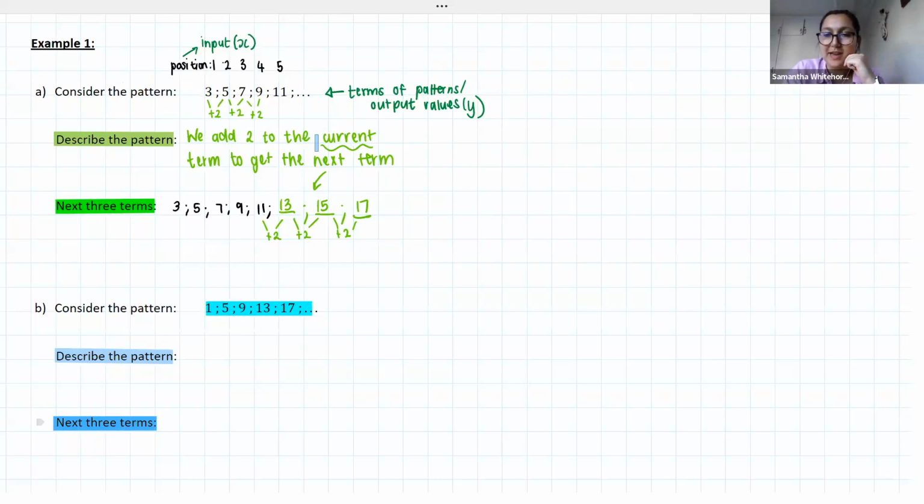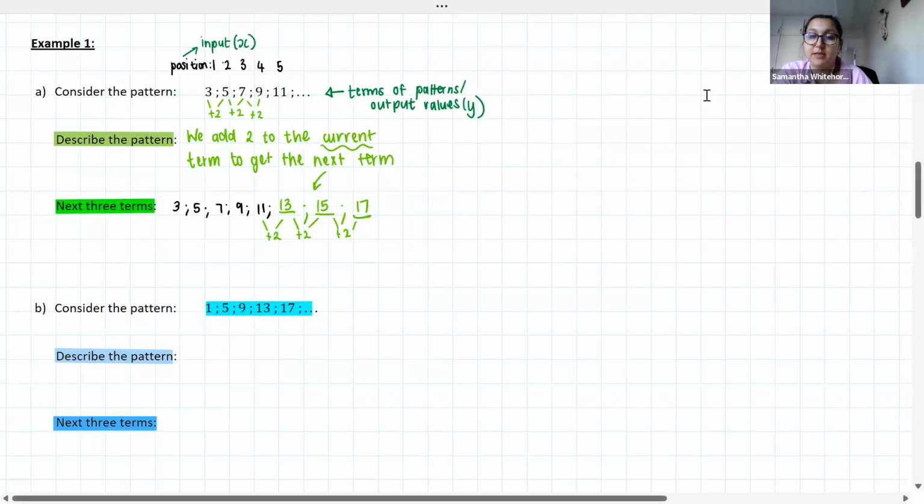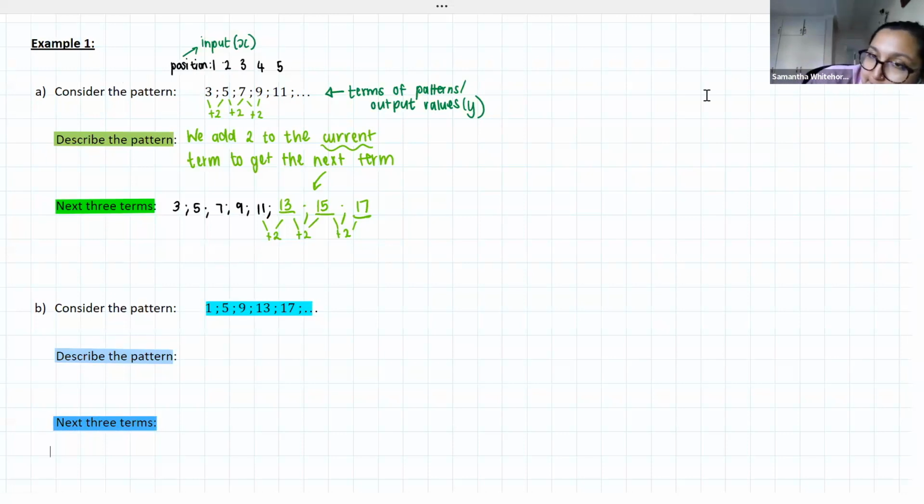I want you to try this next one for me. So describe the pattern. What are we doing? How do we get from one term to the next? And then give me the next three terms. Only want the next three. Okay, so let's give it a try. I'm seeing it coming in the chat already. Well done. And guys, try to do it like Nelson's just put there on the chat. Give me the description and the next terms all in one go.